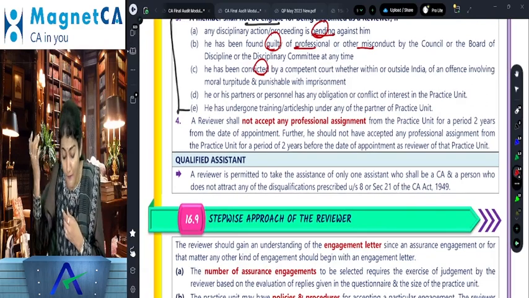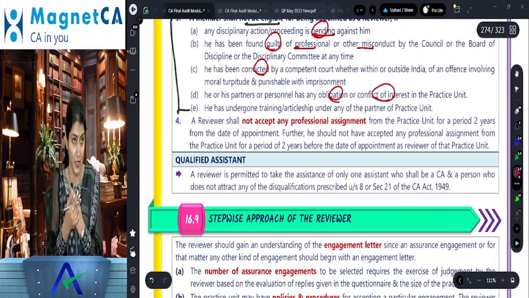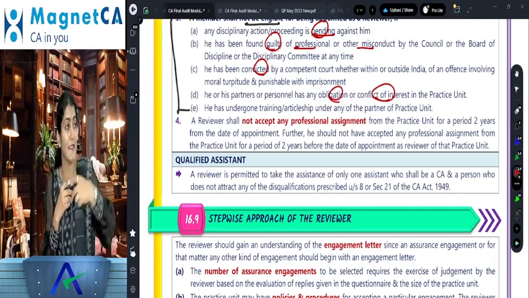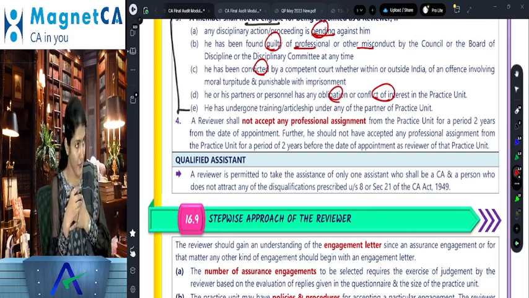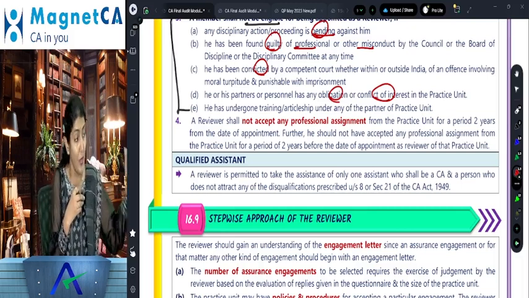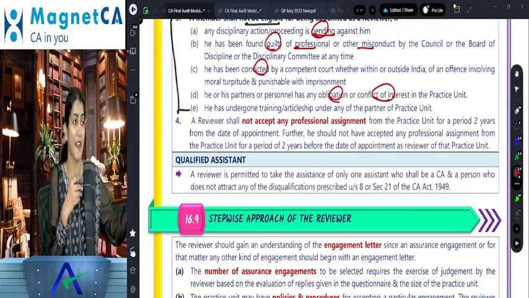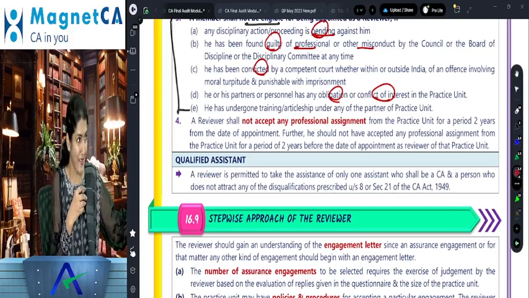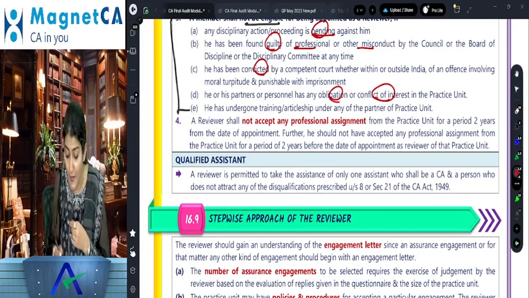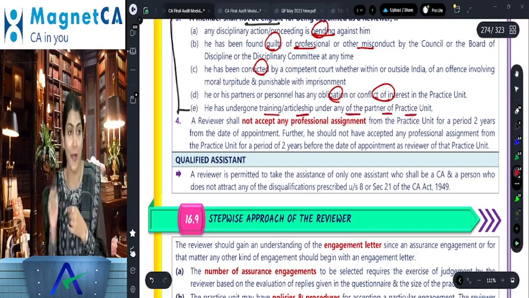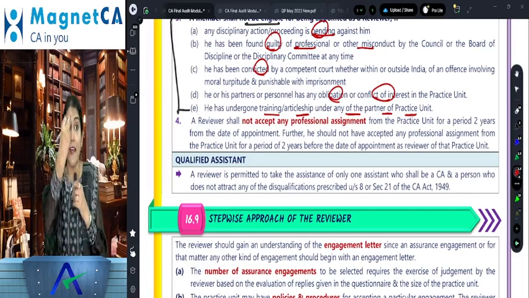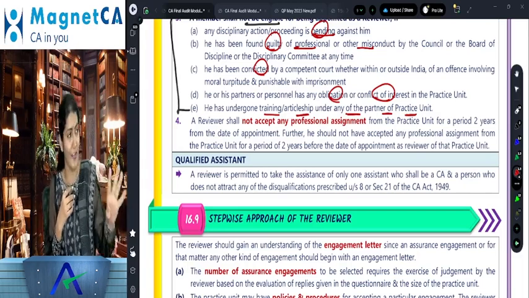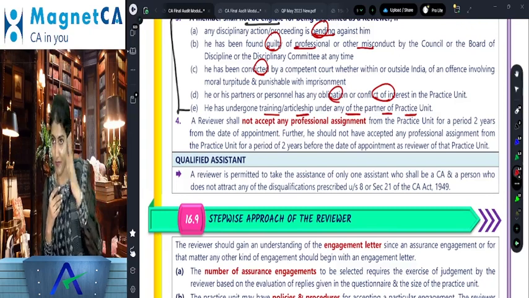Then he or his partners have any obligation or conflict of interest in the practice unit. So say I have my relative working in that practice unit, so I have a conflict of interest there. I am a reviewer, I have 7 years of assurance experience, and I want to go to this practice unit for the peer review, but I have a conflict of interest in that practice unit. Can I go for doing the peer review there? No. Or if I have undertaken my articleship in that practice unit, can I go for the peer review over there? No. Has undergone his training, articleship under any of the partners of the practice unit. Many CAs have that revenge motive that one day I will go to the CA firm where I did my articleship and do their peer review and give them a modified report. It says you're not allowed. You cannot go to that CA firm. Are you understanding that?